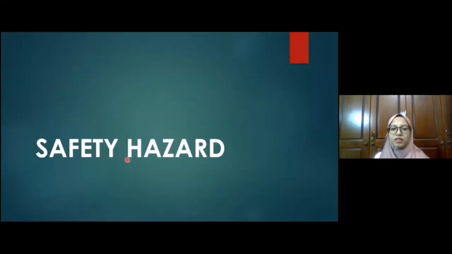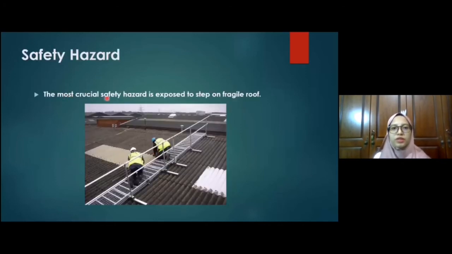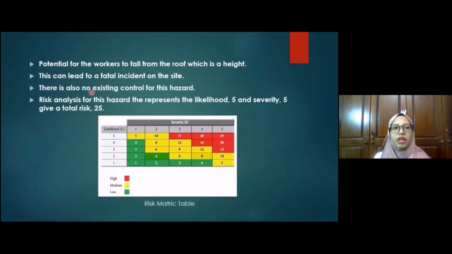Safety hazard. For the discussion of safety hazards, the most crucial safety hazard is exposure to stepping on a fragile roof. There is the potential for workers to fall from the roof, which is a height. This can lead to a fatal incident on the site. There is also no existing control for this hazard. The risk analysis for this hazard represents likelihood 5 and severity 5, which gives a total risk of 25. It means high from the risk matrix table.